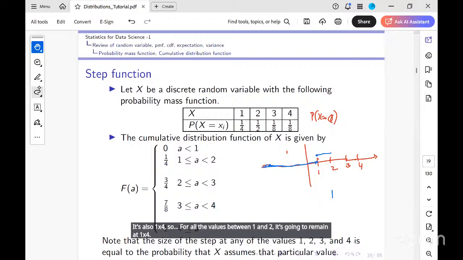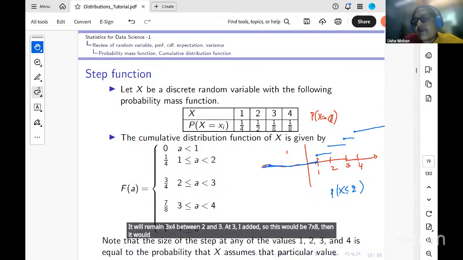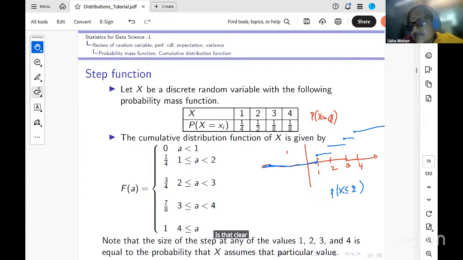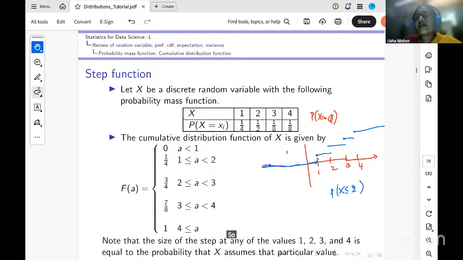What is the probability X is less than or equal to 2? It will be 1 by 4 plus 1 by 2, accumulated. It's going to be 3 by 4, right? It will remain 3 by 4 between 2 and 3. And at 3, when 1 by 8 is added, X less than or equal to 3 will be 7 by 8. Then it will be 8 by 8. It will continue to be 1. Is that clear? Yes, ma'am. So this is the shape of a step function.